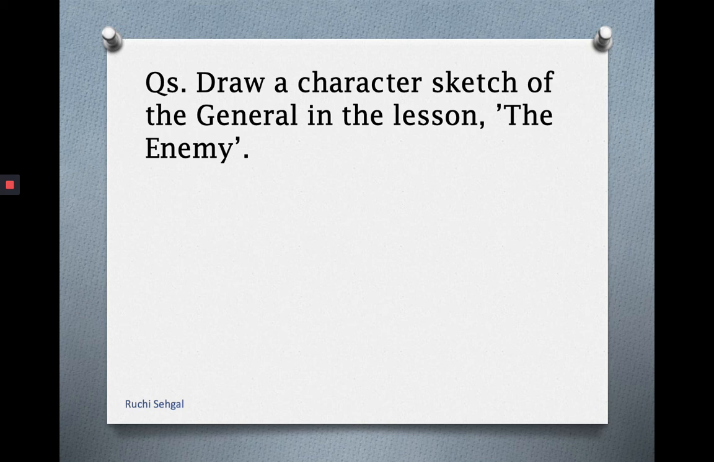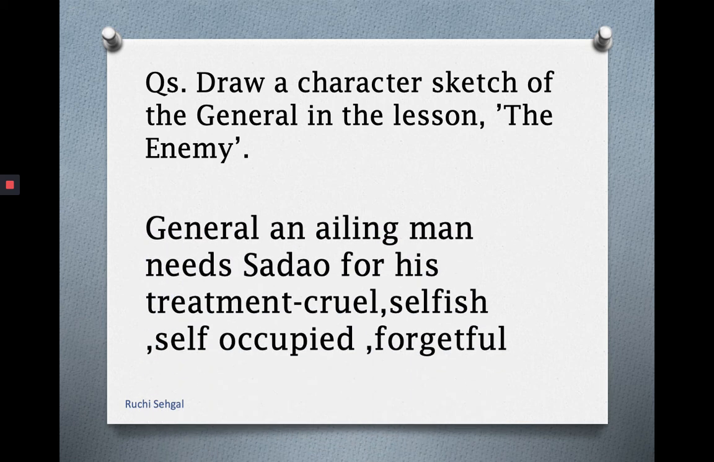Can you think of any adjectives? I'm sure you can. He was an ailing man, needs Sadao for his treatment. He was cruel. Yes, you can give the example of wife beating. He was selfish. He was self-occupied, selfish because he did not let Sadao go with the troops. Self-occupied and forgetful. He promised Sadao to help him, but he forgot about it.